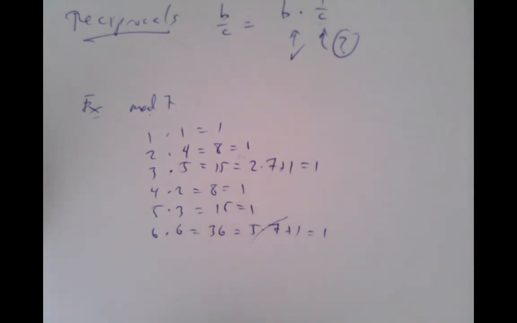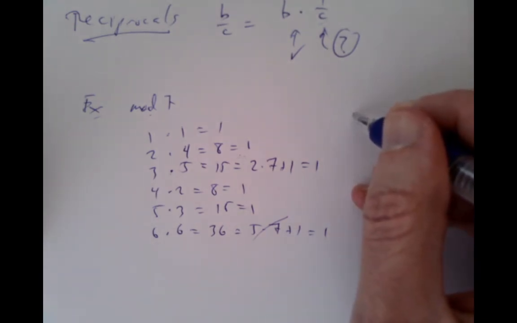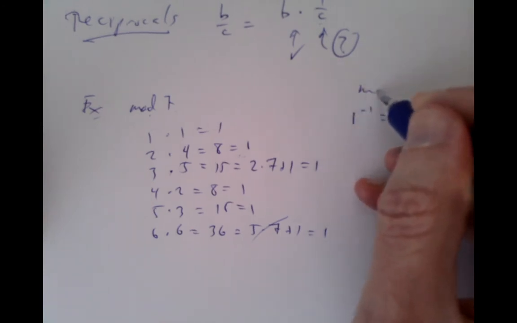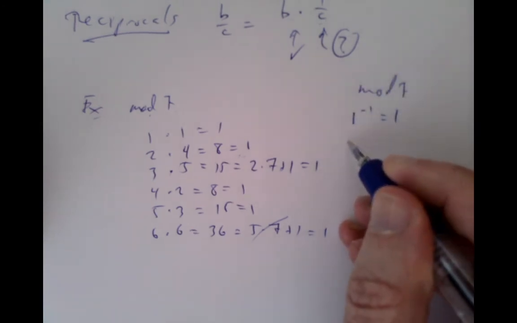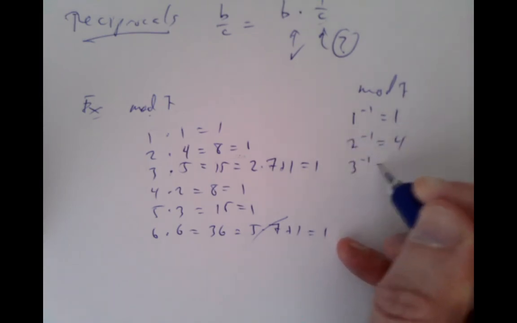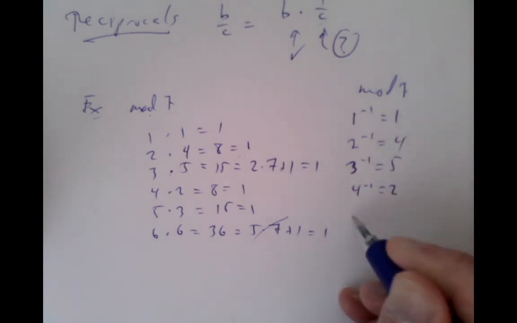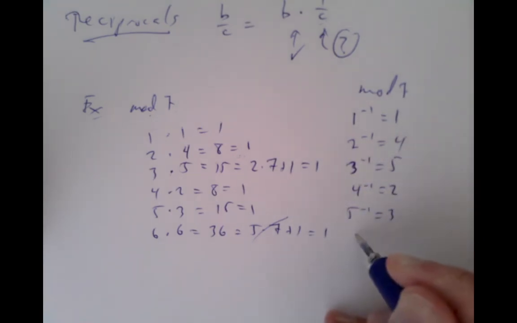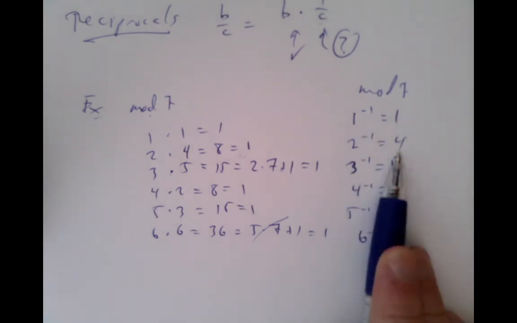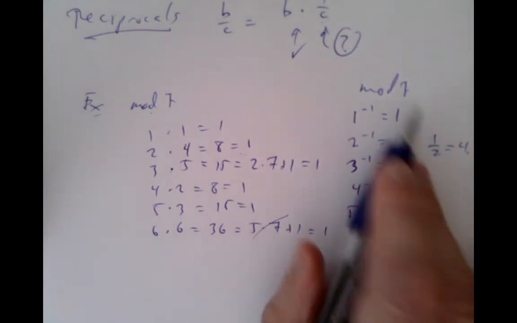So we'll write this in this fancy notation. We'll write this as 1 to the minus 1 is 1, mod 7. Mod 7, 1 to the minus 1 is 1, 2 to the minus 1 is 4, 3 to the minus 1 is 5, 4 to the minus 1 is 2, 5 to the minus 1 is 3, and 6 to the minus 1 is 6. You might ask, why don't I just write 1 over 2 is 4? You could. 1 over 2 is 4, mod 7.